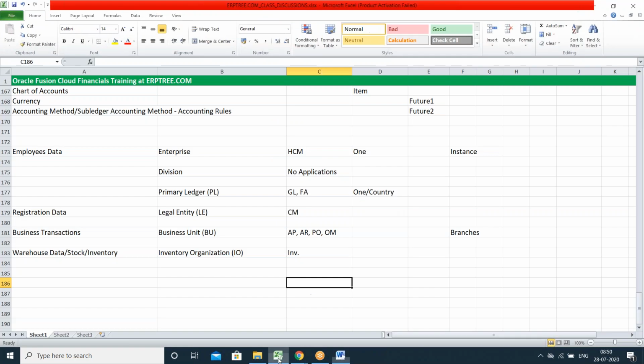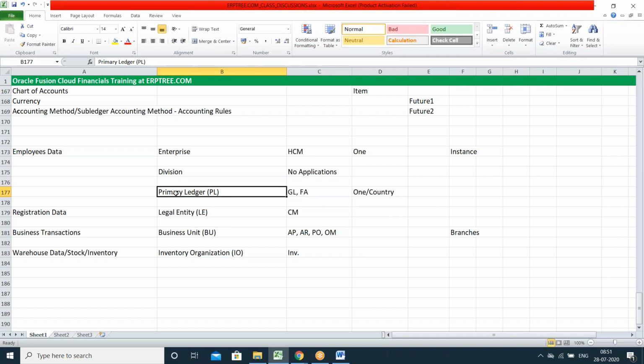And when we talk about how many we have to create, these are the points. One client, only one enterprise. You cannot create more than one. How many divisions? In reality, there is no great advantage of division. If somebody wants to create, however many they need, accordingly you can create. But with the division, there is no application which you can use to record the transactions. And the primary ledger: to record the business transaction, we require a primary ledger. In all the applications we need a primary ledger, and at the primary ledger level you can map GL and FA applications.